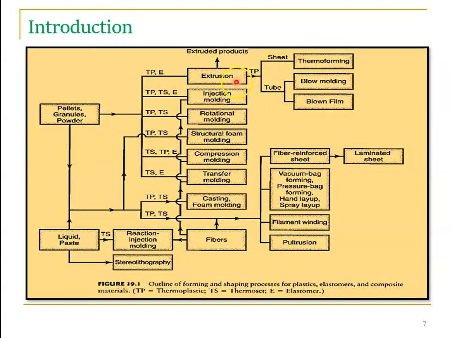The main principle is extrusion. If you want a tube, you go with blow molding or blown film. So these are the categories. Similarly, if it is a liquid or paste material, for thermosetting you go with reaction injection molding, and for fibers, or you go with stereolithography. We already saw this in one of the 3D printing processes. So these are the classifications of materials.